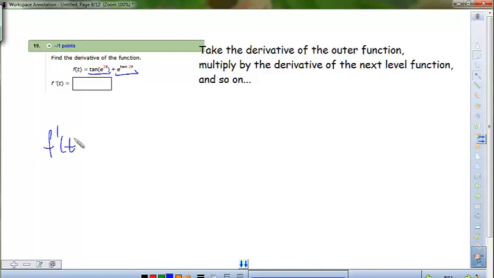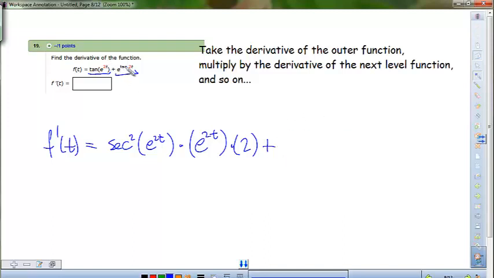F prime of t, so that's the derivative of the tangent of something. Derivative of tangent something is secant squared of something, and so that something happens to be e to the 2t, times the derivative of the inside, derivative of e to the 2t. So the derivative of e to the 2t is e to the 2t times the derivative of the inside, which is 2t, and the derivative of 2t is just 2. Okay, that's the first one.